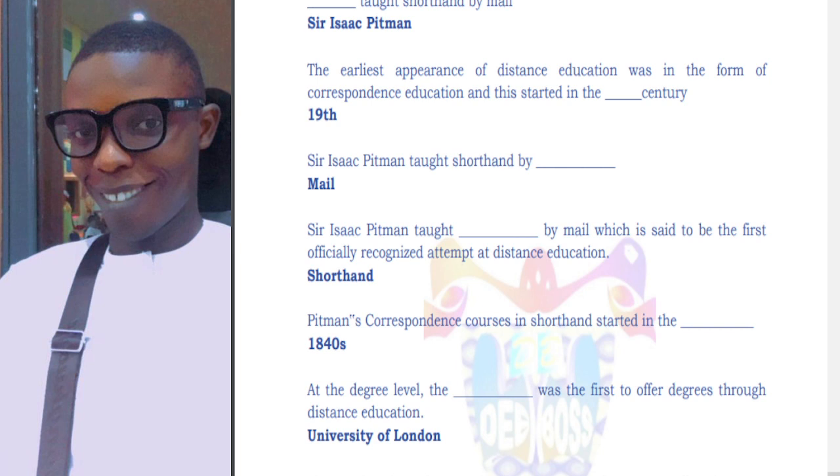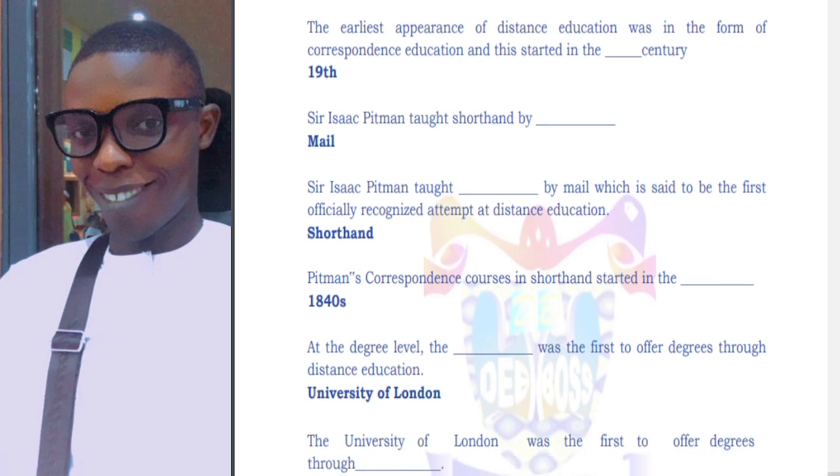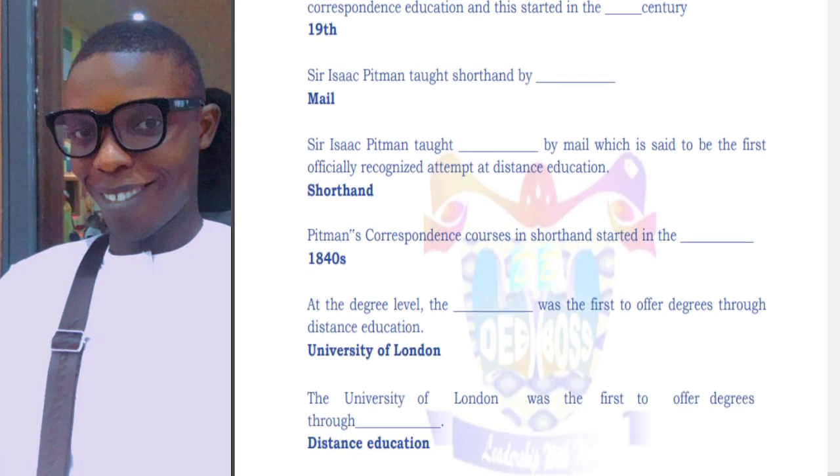So they can ask you in examination, what did he teach? Tell them he taught shorthand by using what? Pitman by using correspondence education. Now, the earliest appearance of distance education was in the form of what? Correspondence education, and this was in the years around the 19th century, mid 19th century.